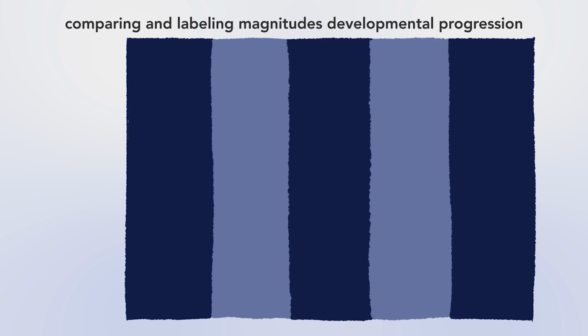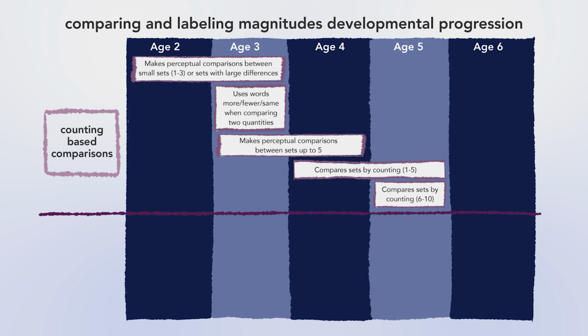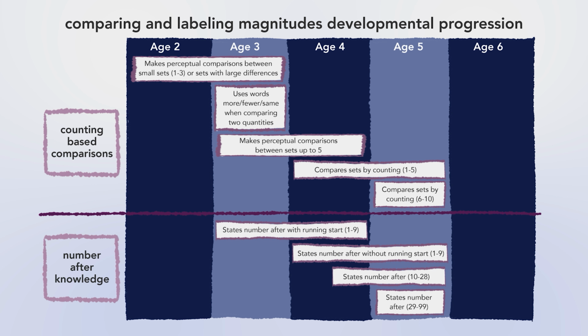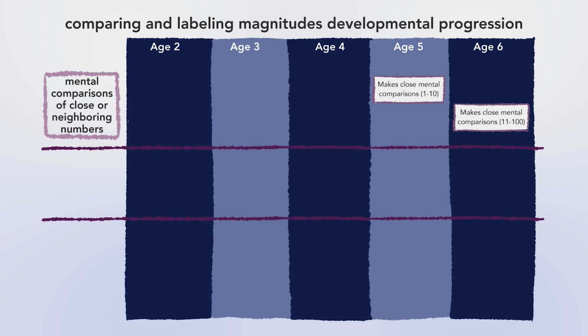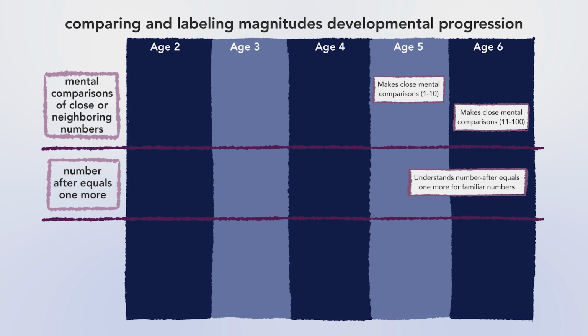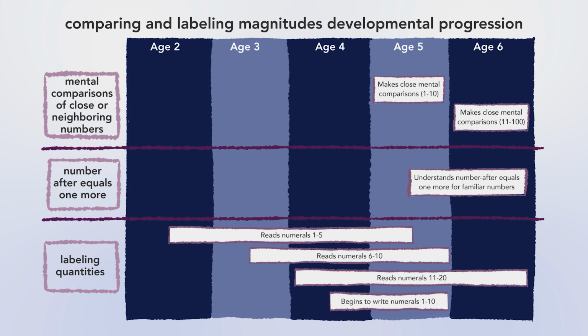The developmental progression for comparing and labeling magnitudes will also help you understand how children's knowledge of number relationships grows with time and experience. The progression is divided into 5 sections. 1. Counting-based comparisons of sets larger than 3. 2. Number after knowledge. 3. Mental comparisons of close or neighboring numbers. 4. Number after equals 1 more. And 5. Labeling quantities. You will use these categories as you monitor children's progress during Module 3.